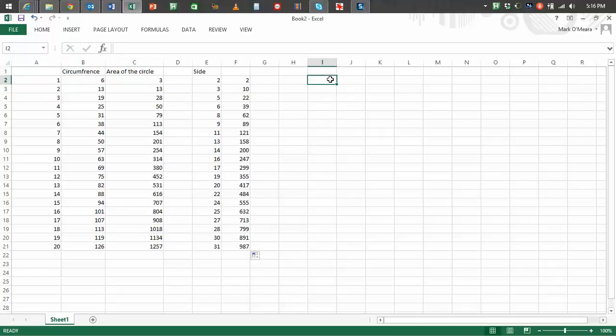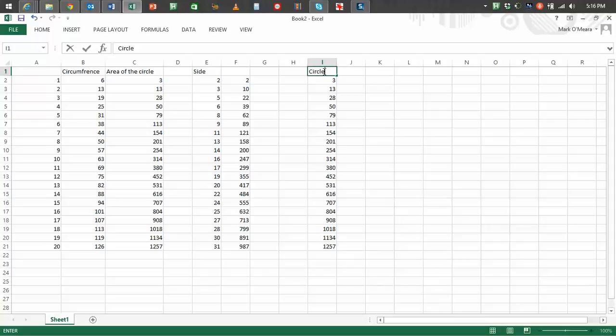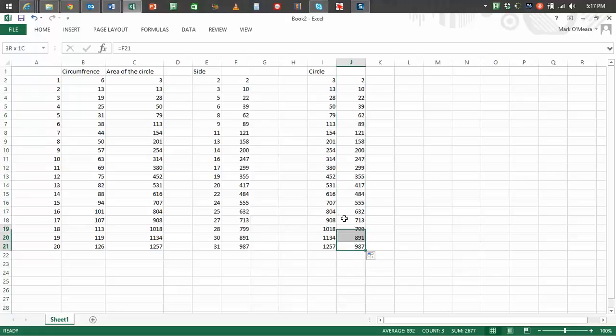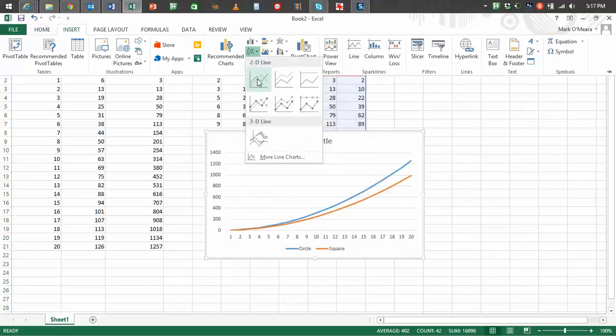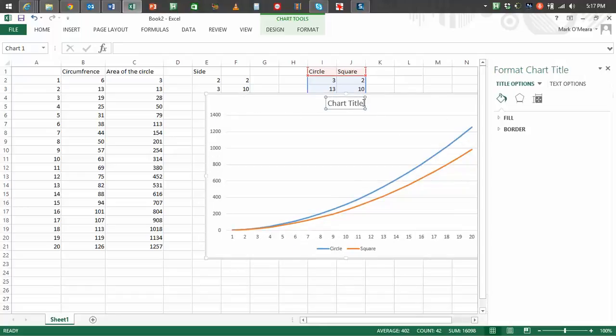So there's the area of my circle, which is that. I'm just basically making a duplicate of that so I can graph it. So that's the circle. And over here I'm going to make it equal to the square, which is here, and then I'm going to graph them. And there you go. You can see that the blue line, which is the circle, actually gives us slightly more area. So I'll just change my title.